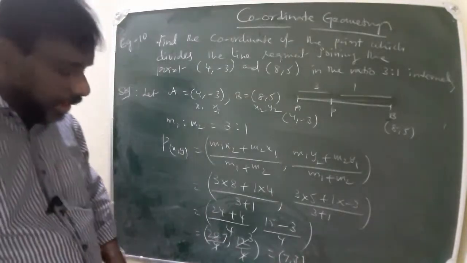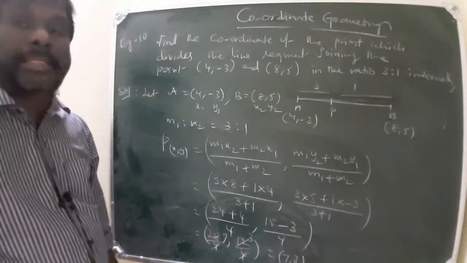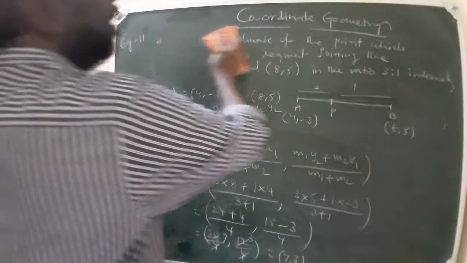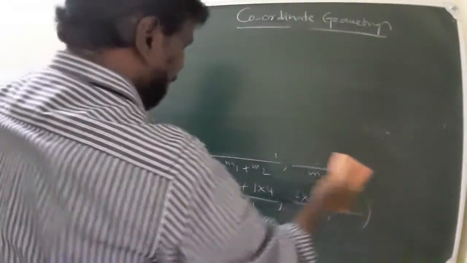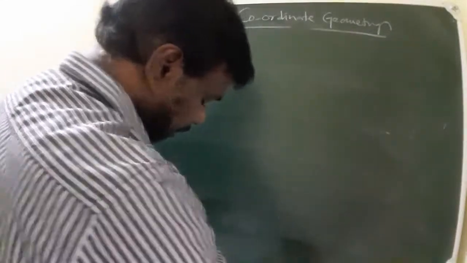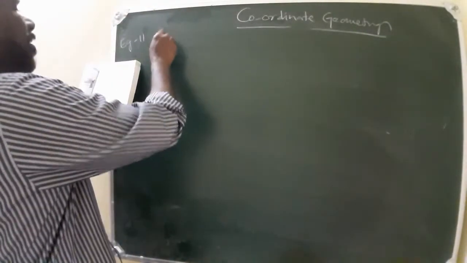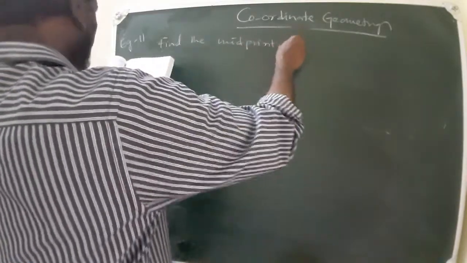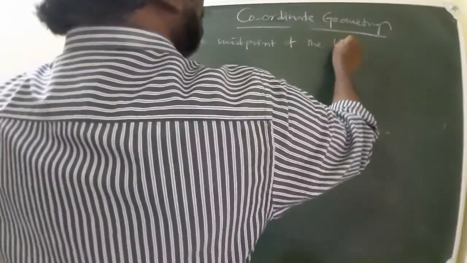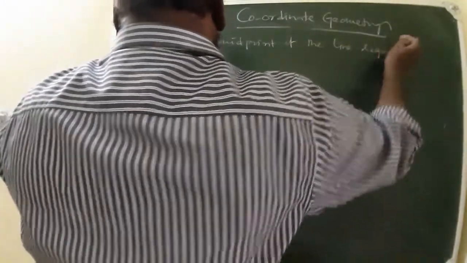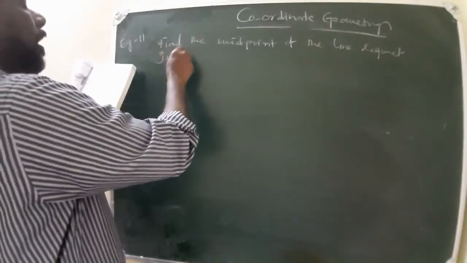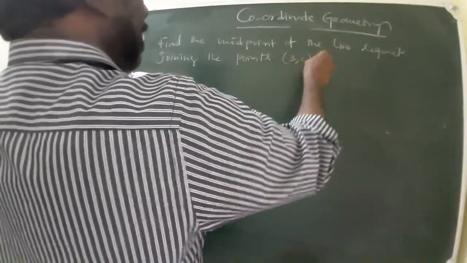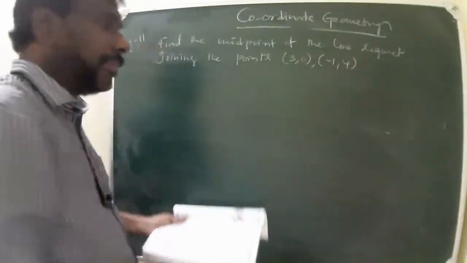Okay, students. Now we will see the next example sum, example 11. Find the midpoint of the line segment joining the points (3, 0) and (-1, 4).